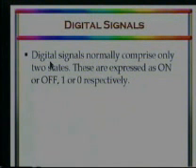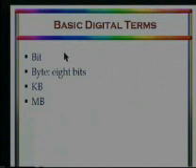So now, let me summarize what we have discussed about the digital signal. The digital signal normally comprises only two states. They are expressed as on or off, or 1 or 0, and so on. So basically, as we have frequency and amplitude as basic terminology for an analog signal, in the same way we have some important terms in the digital signal.